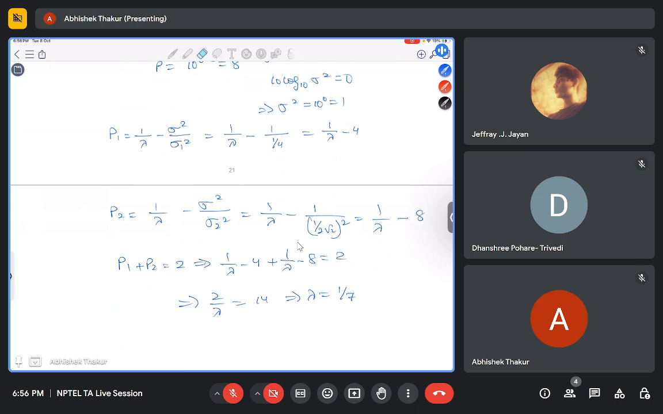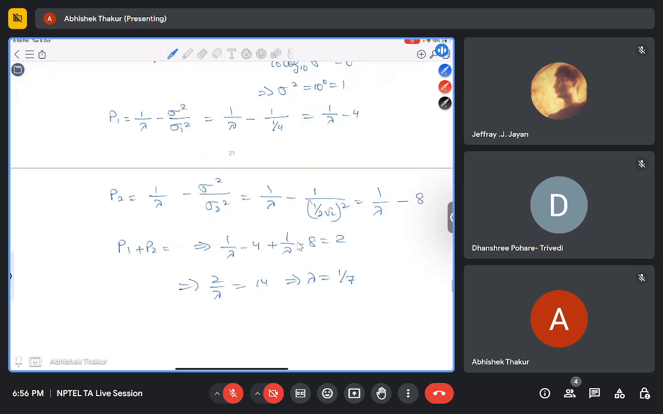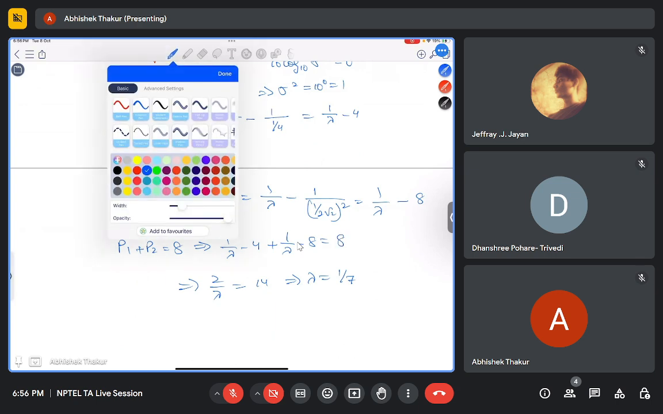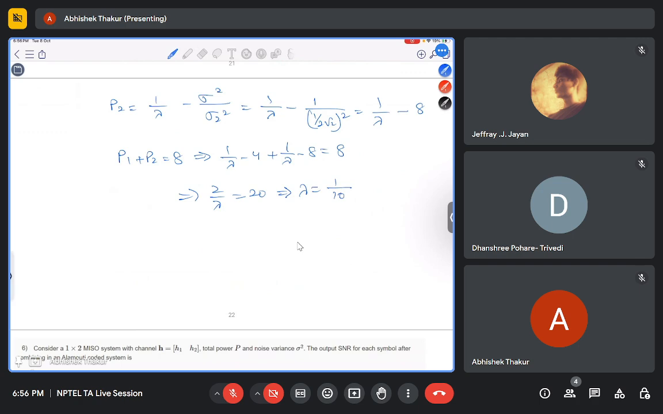Sorry, total power is given here as 8. We have calculated the total power is 8. So we will write P1 plus P2 is equal to 8. So this term will become 8 here. So it will become 8 plus 12, that is equal to 20. So finally we will get lambda is equal to 2 by 20, that is 1 by 10.